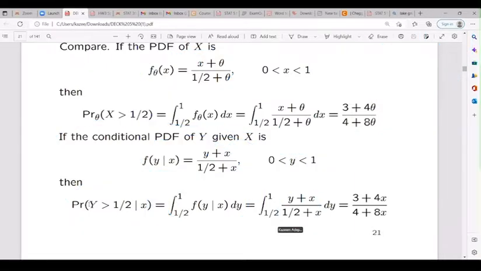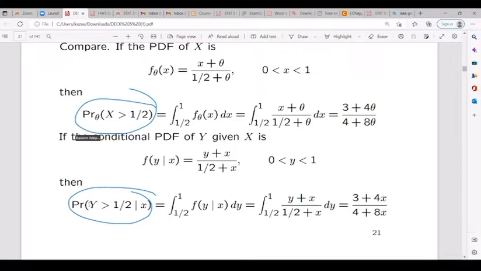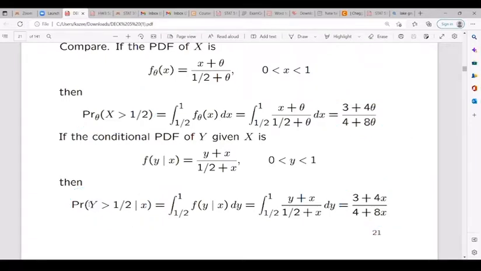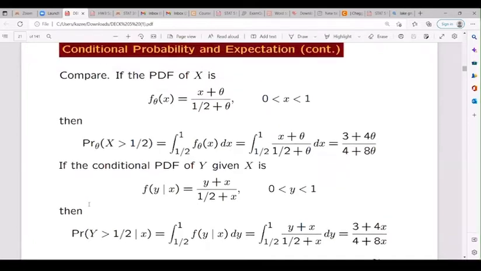At the end of the day, when I find the probability using the unconditional function, which we call the marginal, look at what I got. When I find the probability using the conditional one, look at what I got. What has happened now? X has replaced theta. You see that? Is there anyone who needs clarification on this before I move on?